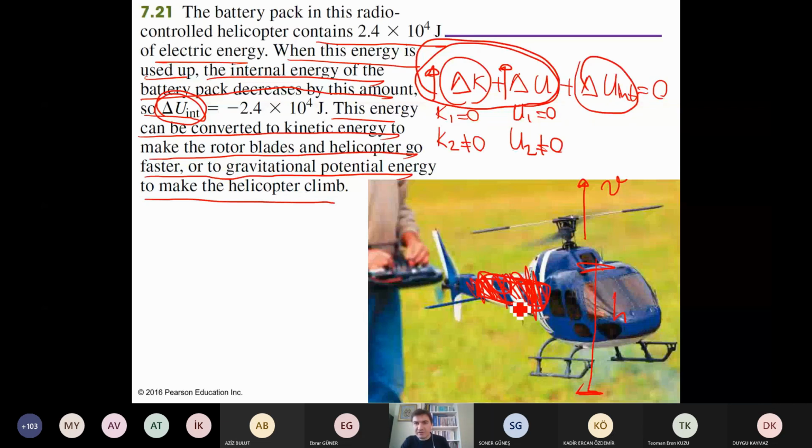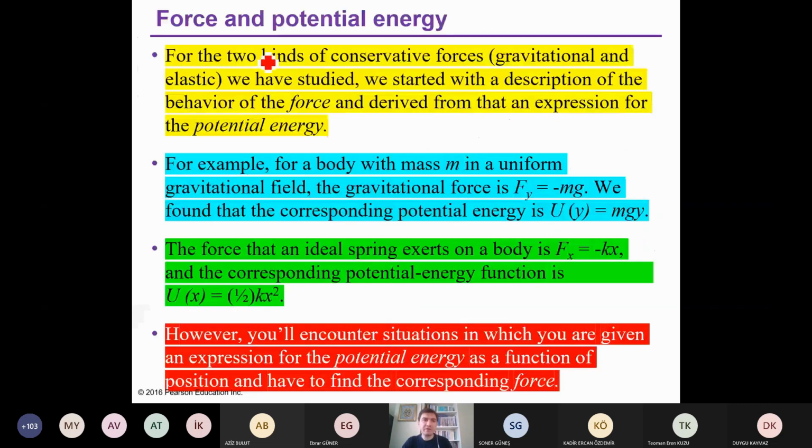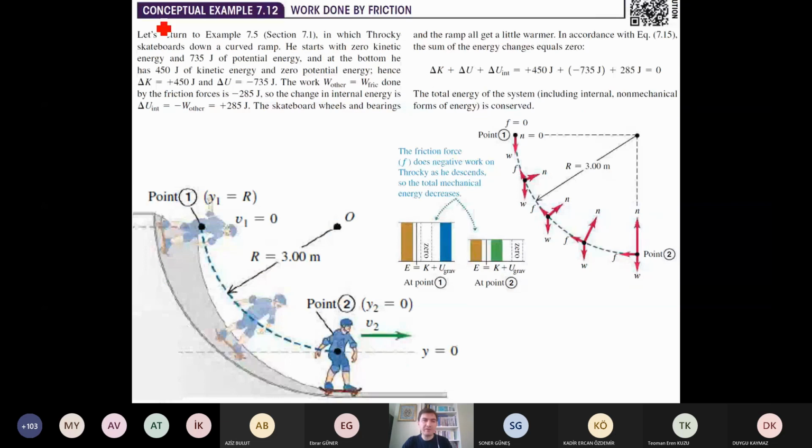So you decrease the energy in the internal energy of the battery, then you spend this internal energy to increase the potential energy and kinetic energy of the system. So increase here, decrease here. So as a sum, the change is 0. The total energy of the system is fixed. Okay, this is the conservation of energy. So let's continue with the conceptual example 7.12, work done by friction.